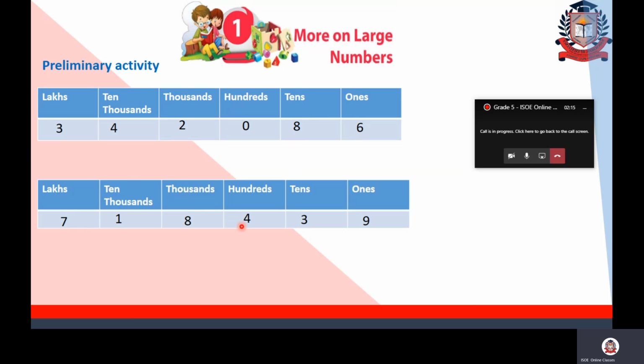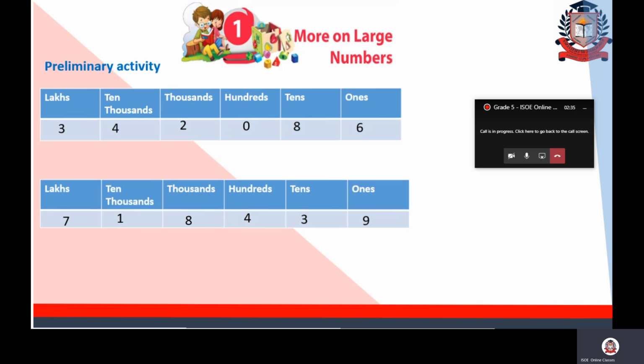7 lakhs 18,439. How do I read this number? 7 lakhs 18,439. Very good. So today we are going to learn a new topic, that is more on large numbers. This is your first chapter in textbook.